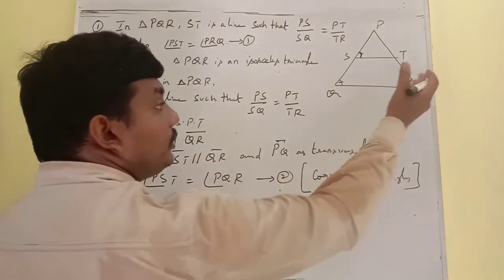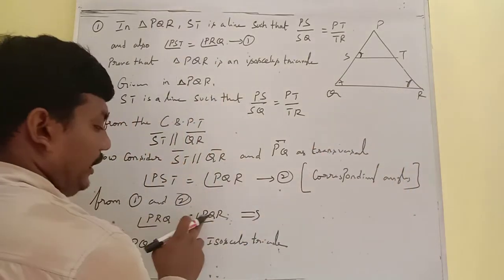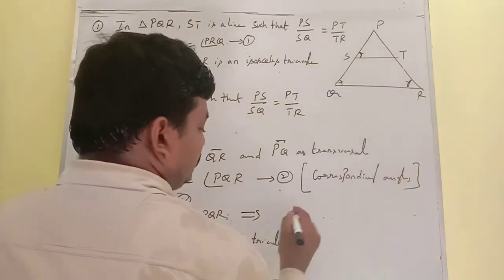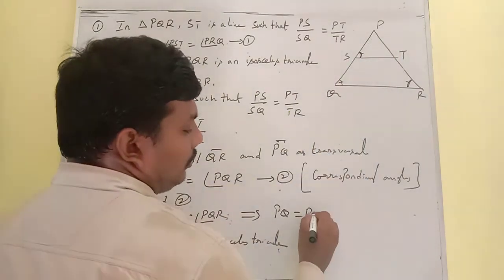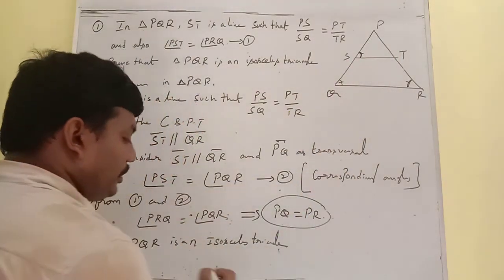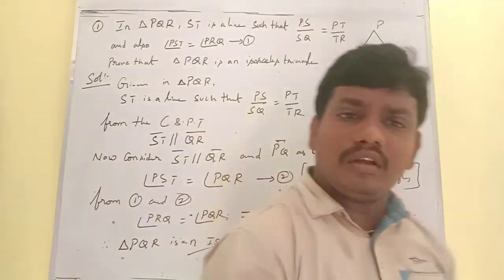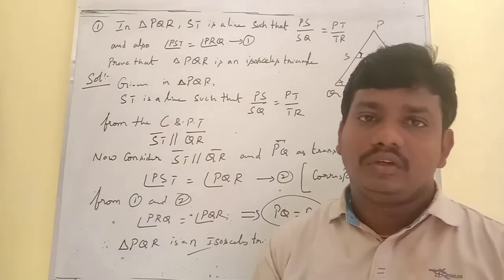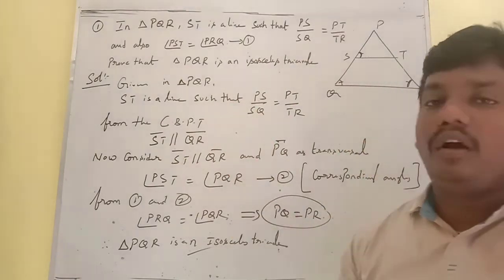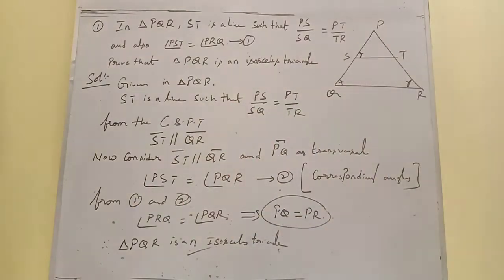So if it is possible, you can take angle R and angle Q. Angle R opposite is PQ. Angle Q opposite is PR. When PQ is equal to PR, it is also an isosceles triangle. Even if the base angles are equal, it is an isosceles triangle. Okay, so now if you have any doubts you can comment.